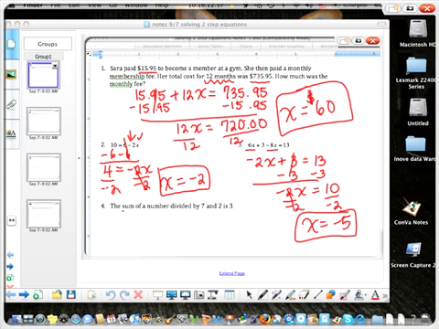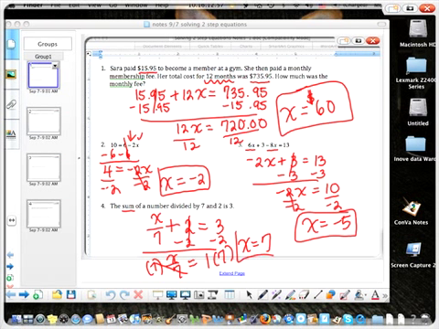This guy, the sum of a number divided by 7 and 2. Well, the sum means add. A number divided by 7 would look like this. Of course, we're adding 2 to it, and the answer is 3. I'll move my 2. 3 minus 2 is 1. To get rid of the 7 off the bottom here, I'm going to multiply, because the opposite of dividing by 7 would be multiplying by 7. And therefore, my answer is 7.